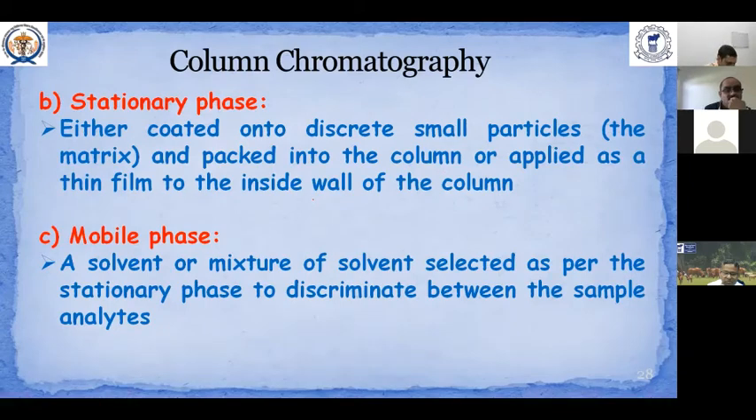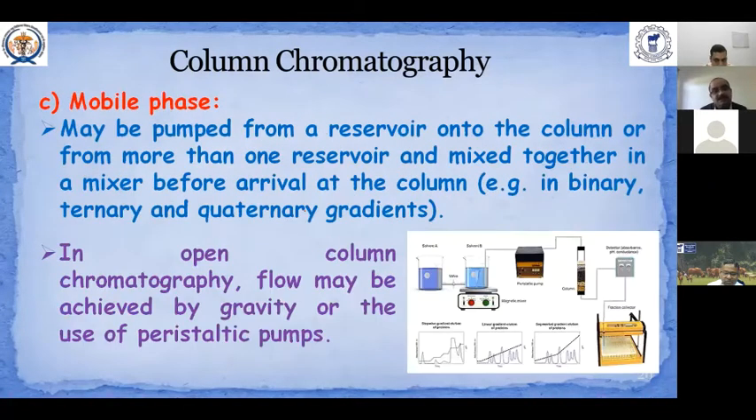film inside the wall. The mobile phase used in column chromatography: the samples loaded on the column may be eluted by two modes of mobile phase. One is when we use a single type of elution with a single mobile phase, it is called isocratic elution. When we use multiple mobile phases, this is called gradient elution, and depending upon the number of mobile phases, it may be binary, tertiary, or quaternary gradients.